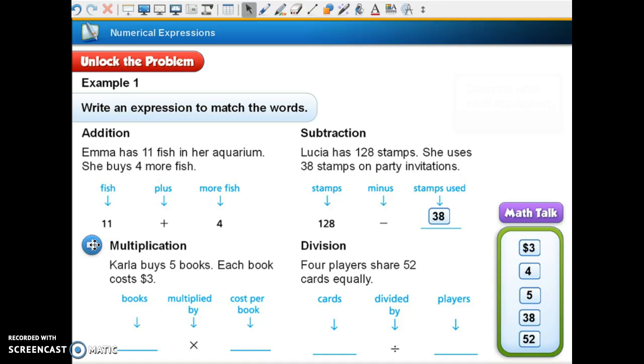Multiplication. Carla buys 5 books. Each book costs $3. How many books did Carla buy? 5. And how much did each book cost her? $3. And you're done. Division. 4 players shared 52 cards equally. How many cards? How many players? 4. Because they shared them equally, we're going to divide.